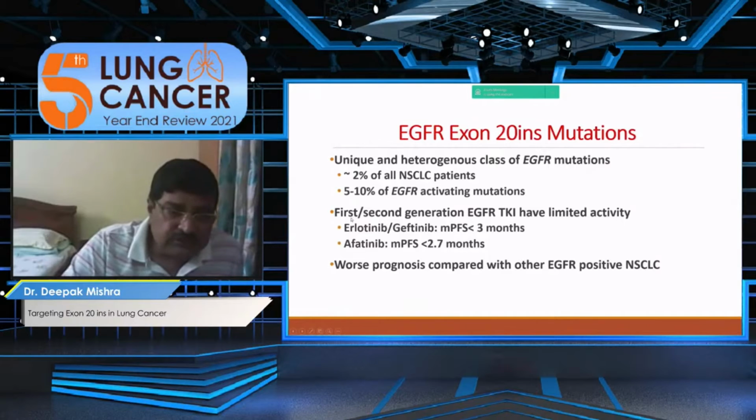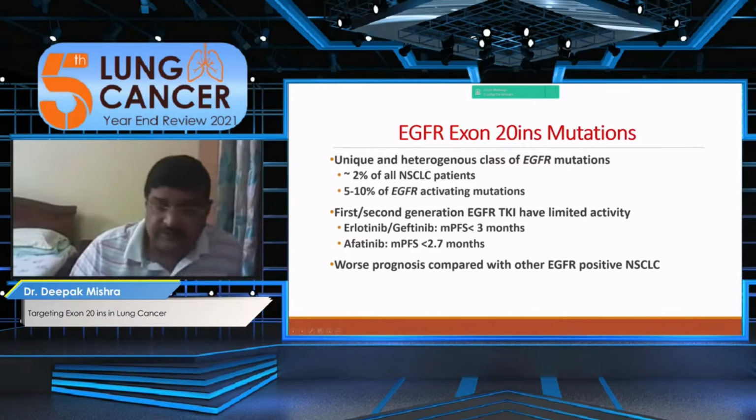So if you consider the first and second generation EGFR TKIs, they have very little activity for this. So the median PFS for erlotinib and gefitinib is less than 3 months, and if you consider afatinib, it is about 2.7 months. So dismal prognosis if you have this mutation. And the worst prognosis is in comparison to other activating EGFR mutations like L858R or Del19.